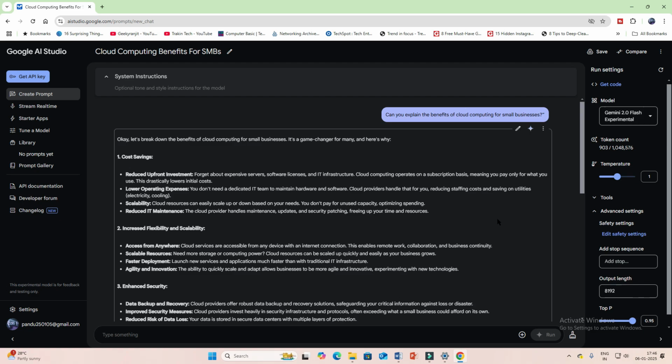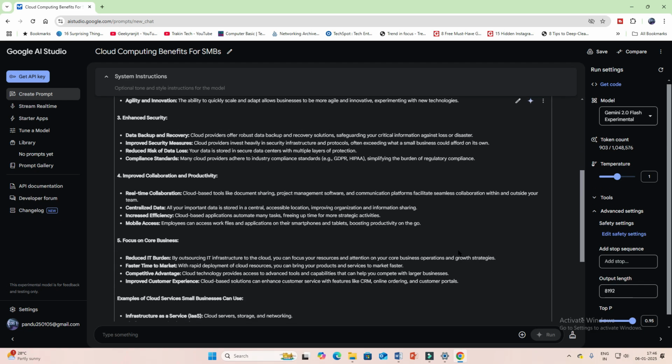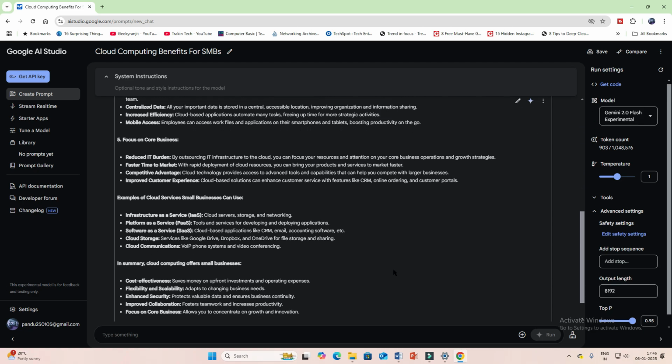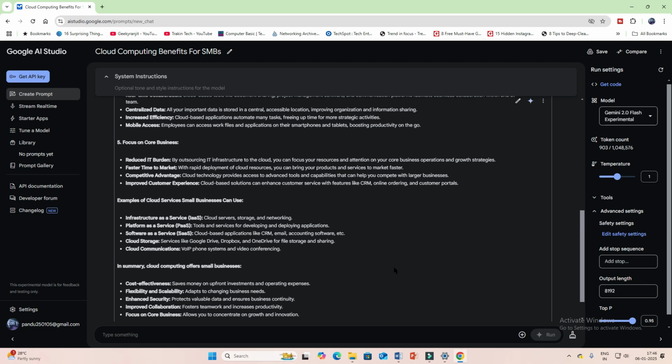I only read cost saving, increased flexibility and scalability, enhanced security, improving collaboration of products, and focus on core business. For example, with cloud services a small business can use cost efficiency, flexibility, enhanced security, and focus on core business. All of this is given by Gemini immediately as the answer to that question.